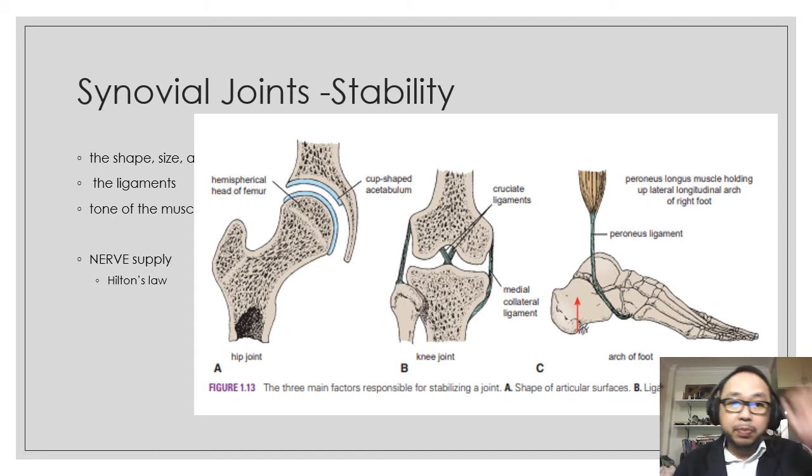We see here the shape of the articular surface. The shape of the articular surface would dictate the stability of the joint. Ligaments, like in the knee, the surrounding collateral ligaments as well as the cruciate ligaments, help in stability. And in the foot, the pull and tone of your muscles help stabilize the joints, particularly your ankle, your subtalar joints, as well as your tarso-metatarsal joints.